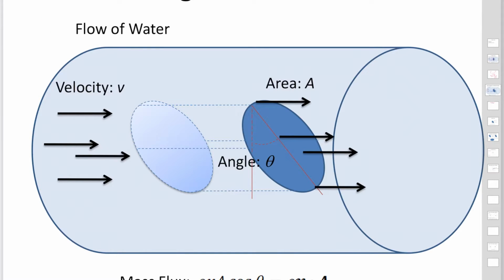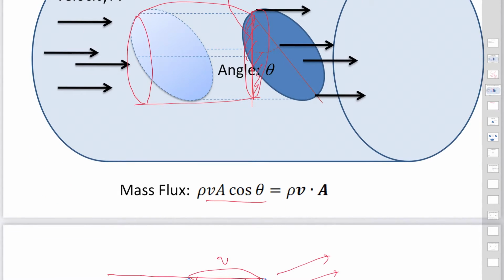The area A times cosine theta, this is A cosine theta, corresponds to the blue cylinder. A cosine theta times the height V gives the volume. So to calculate the mass flux, you calculate V A cosine theta, which corresponds to the volume, times the density, rho. V A cosine theta can be expressed with the scalar product V dot A. This is a scalar product, so you can take a scalar product of A and V.